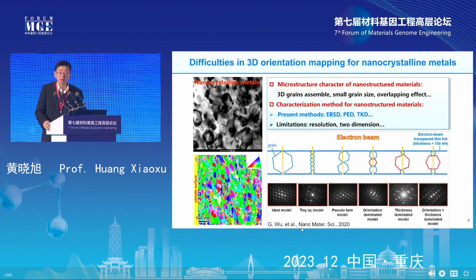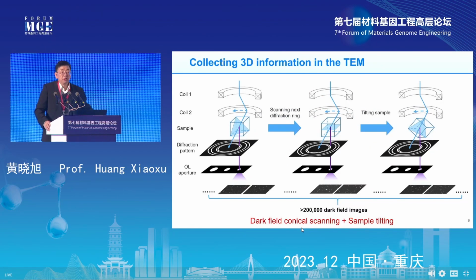But even worse, when you try to get a nano diffraction signal from nano grains, you have to do nano beam, convergent beam diffraction, and your sample will be very quickly damaged. So it seems directly using diffraction doesn't work.